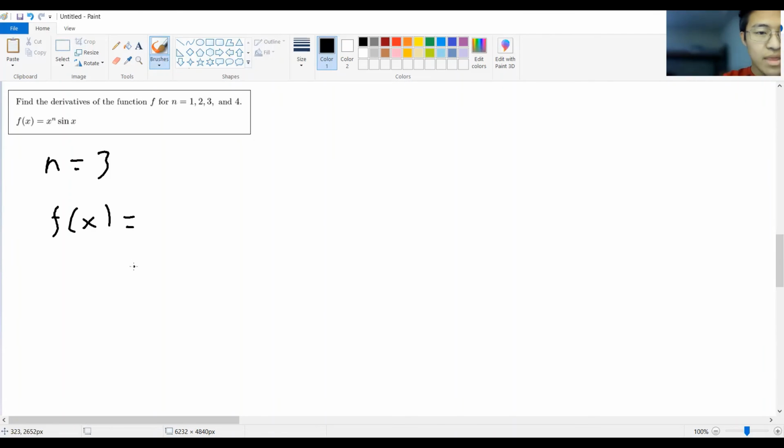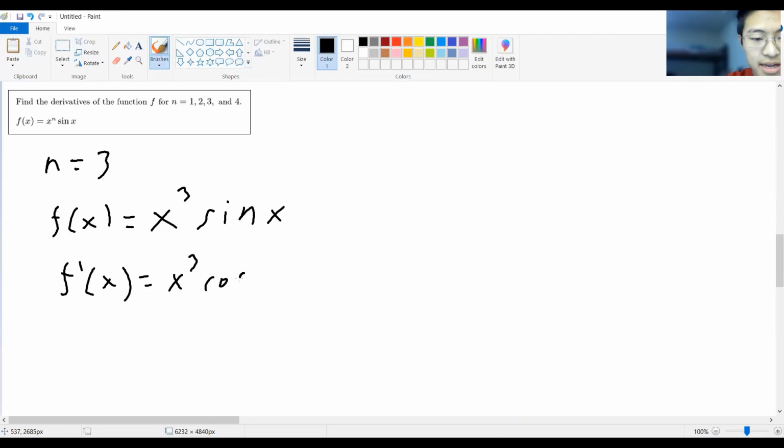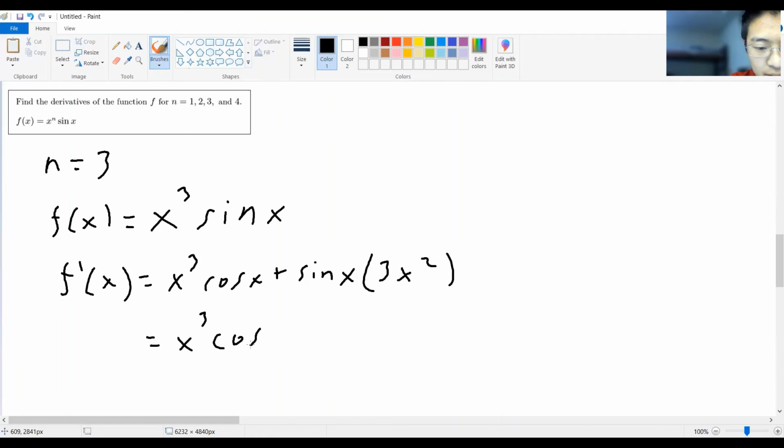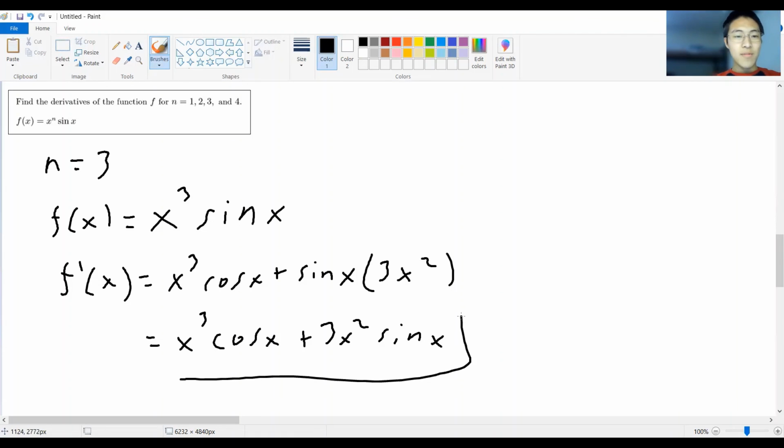So now we have n equals 3. Shocker, we stick a 3 where that n was. X cubed sine x. And the pattern continues. So now if we take the derivative, product rule again, x cubed cosine x plus sine x. Now this time we have 3x squared as the derivative of the left there. But really this is all just easy going, a menial task of work. So there you go.